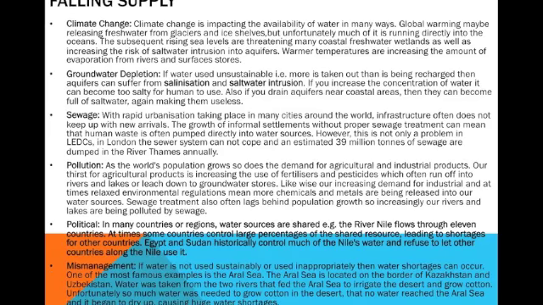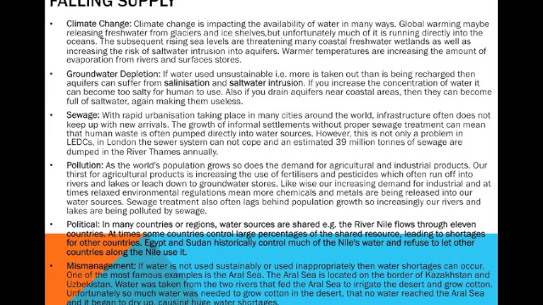Likewise, our increasing demand for industrial products and, at times, relaxed environmental regulations mean that more chemicals and metals are being released into our water sources. Sewage treatment also often lags behind population growth, so increasingly our rivers and lakes are becoming polluted by sewage.